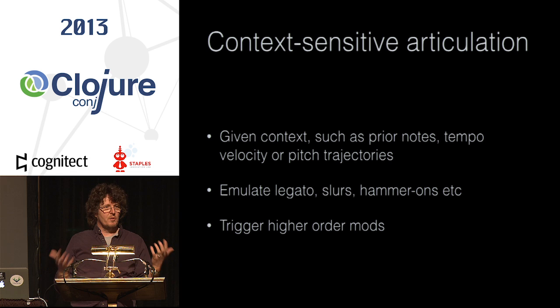So you could algorithmically figure out, at the rate these notes are coming in, we're going to slur a lot, and automatically transition to slur-style articulation as opposed to explicitly articulated stuff. And there are all kinds of things like this.